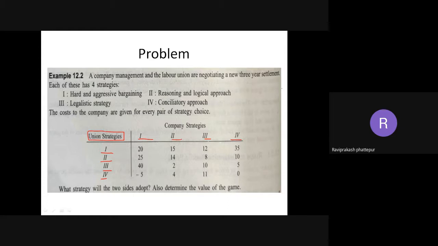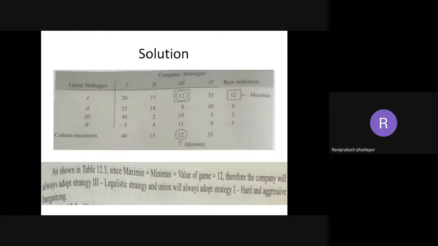Something like that. So there are four different things: hard and aggressive bargaining, the reasoning and logical approach, legalistic strategy, and the conciliatory approach. These are the four options available to both the union strategies as well as the company strategies. Then what strategy will the two adopt? They are asking what the company will choose, what the union will choose, and also what is the value of the game.